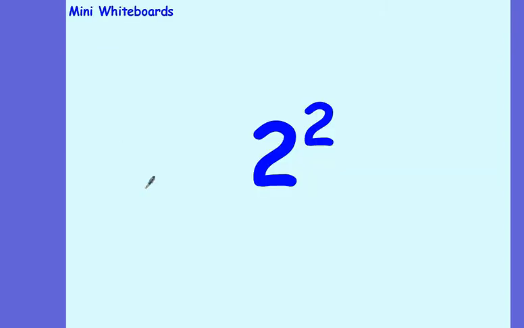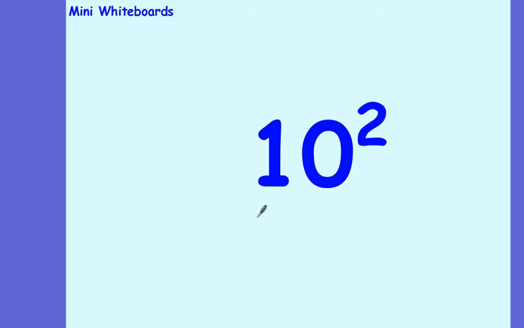So, mini whiteboards or light blue books, what's 2 squared? Pause the video, have a little think. What's 2 squared, Josh? 4, bang on. 4's my square number. Mini whiteboards, what's 10 squared? Ryan, what's 10 squared? 100, brilliant, that's my square number.